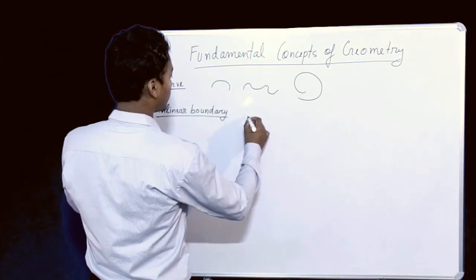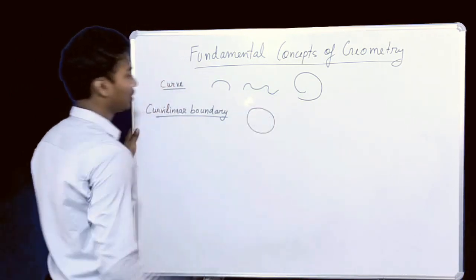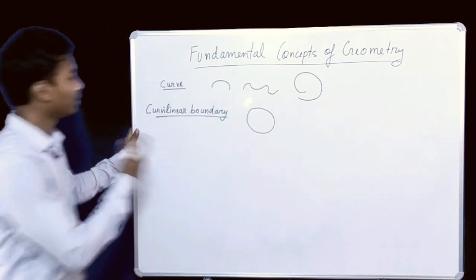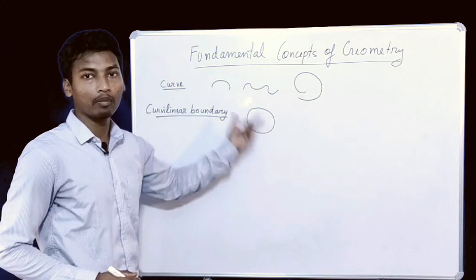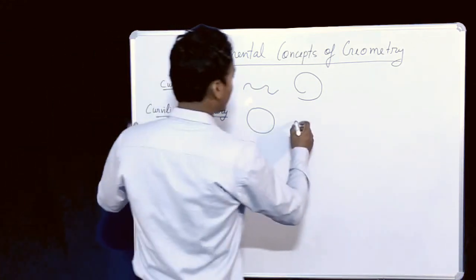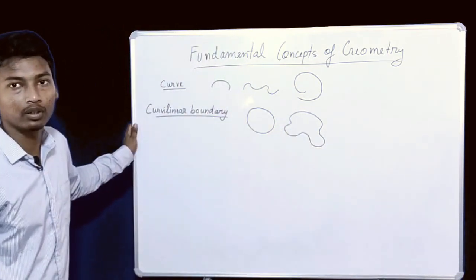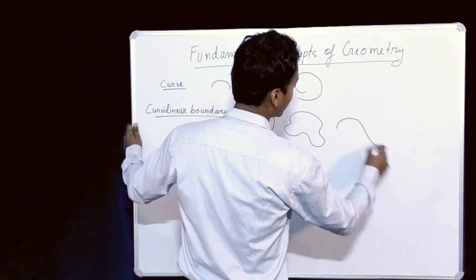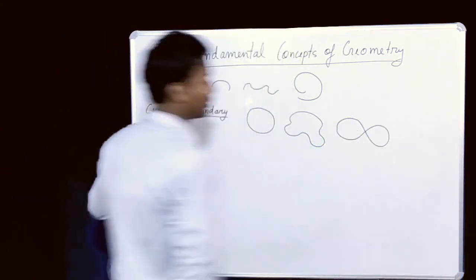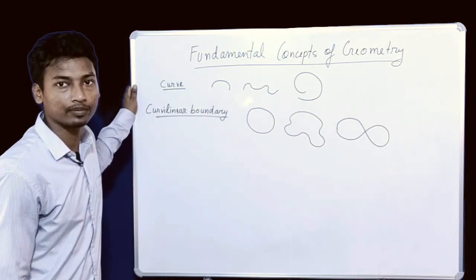So let's take this shape, okay? So this figure has a curvilinear boundary. Let's take another shape. This shape also has a curvilinear boundary. Let's take another shape, and this shape also has a curvilinear boundary.